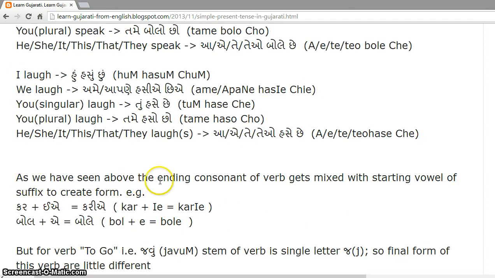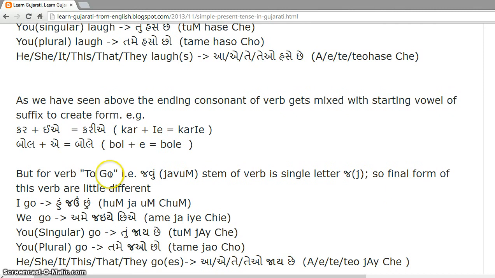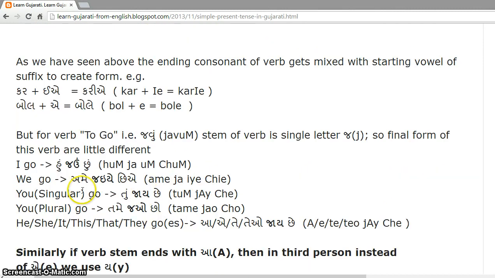As we have seen above, the ending consonant of the verb gets mixed with the starting vowel of the suffix to create the form. For example, kar plus ie, kariye; bol plus e, bole. But for the verb to go, that is javu, the stem of the verb is the single letter j. So the final forms of these verbs are a little different.